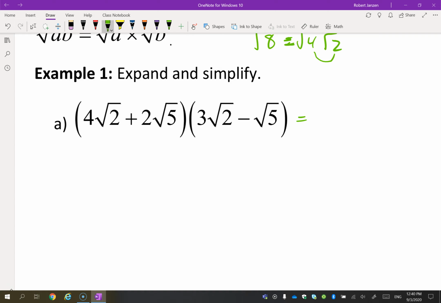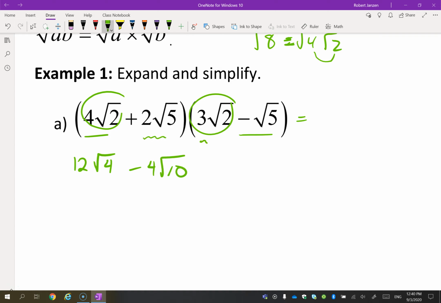So let's try this. Foiling the first terms. 4 root 2 times 3 root 2, that's 12 root 4. Now when you get good at this, you might be able to do this all in one step, but for now I'm going to do it in two steps. Then it's outside terms. That's going to give you negative 4 root 10. Then inside terms, you're going to get 6 root 10. And then last terms, you'll get negative 2 root 25.